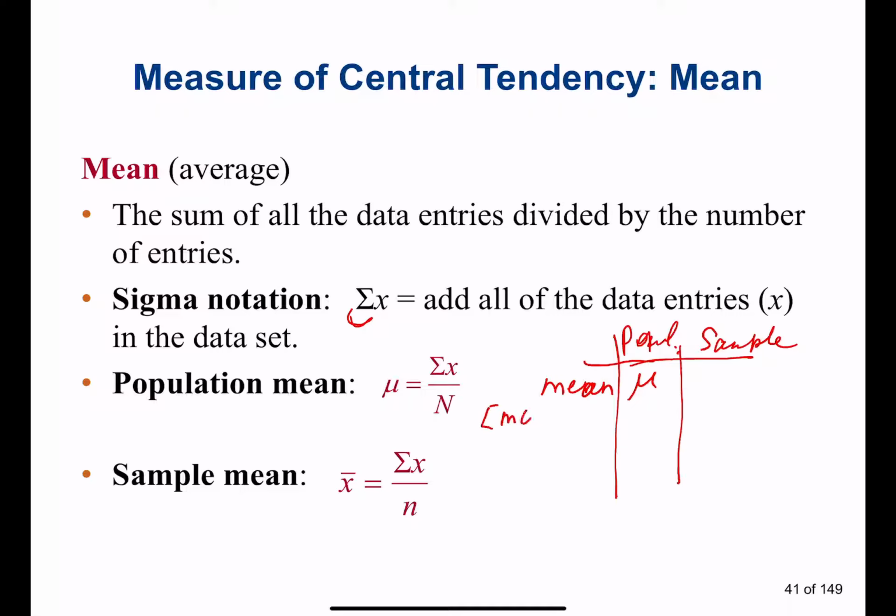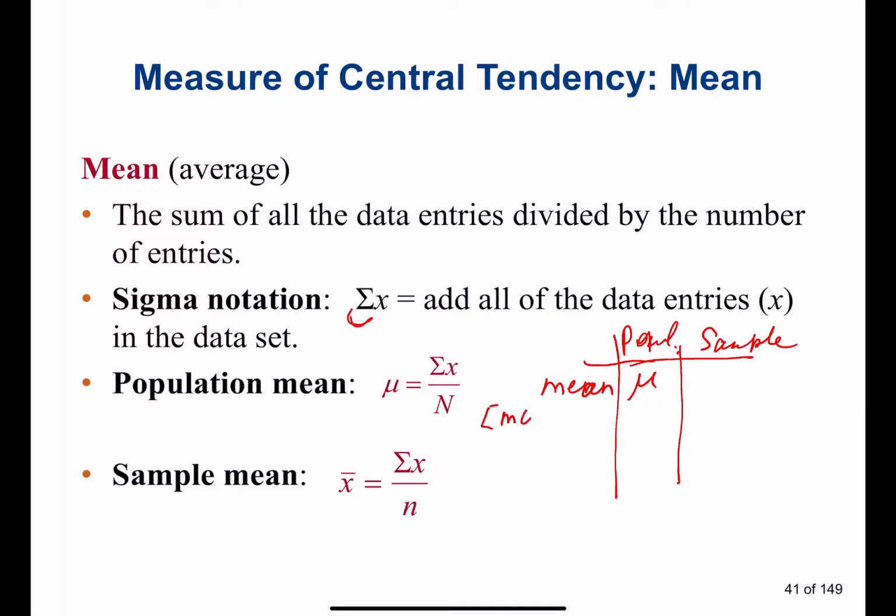Pay attention, n in this case is uppercase, here is lowercase, because population has one size of elements, sample has another size or amount of elements. Okay, so you won't get confused. If you see mu, that's talking about average of the population. If you see x bar, then you are talking about average of the sample.